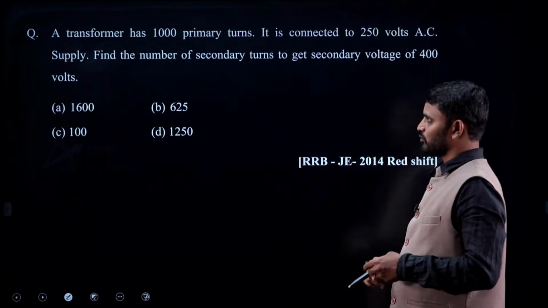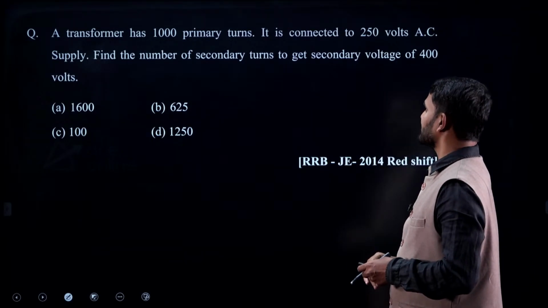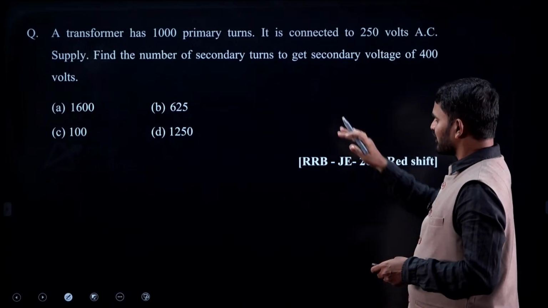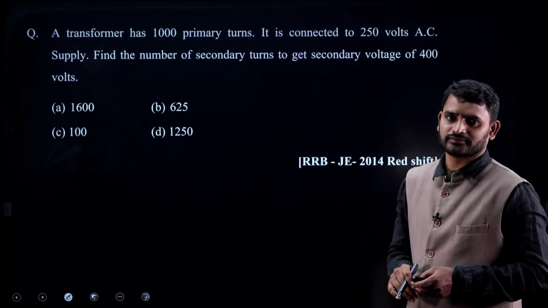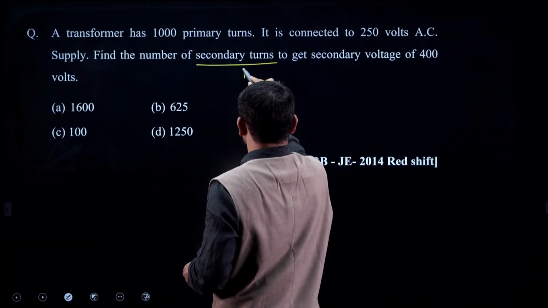Let us have a look at one more question. A transformer has 1000 primary turns. It is connected to a 250 volts AC supply. Find the number of secondary turns to get a secondary voltage of 400 volts. It is asking for the number of secondary turns, N2.